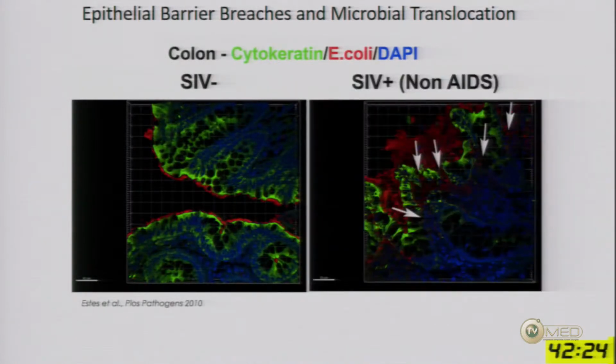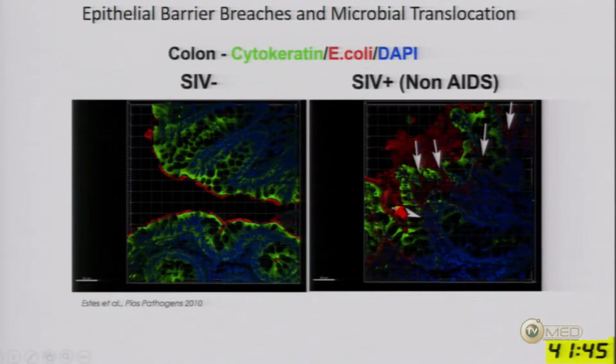However, when you infect a monkey with SIV, which is the simian form of HIV, you start seeing breaches to this tight epithelial barrier. Where these arrows are, you can see focal breaches in the epithelial barrier, and where those breaches occur, it's allowing microbial products to translocate across that barrier and get into systemic circulation. We know that having microbial products in systemic circulation, which we call microbial translocation, is highly associated with morbidities and mortality.